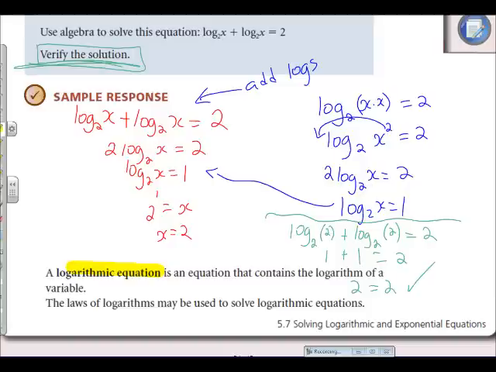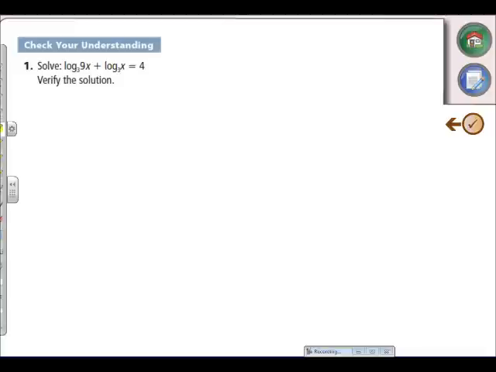We're now looking at a logarithmic equation. That's any equation that contains a logarithm and a variable. And we're going to have to use our laws all the way through. Let's get started. Let's look at this first one.